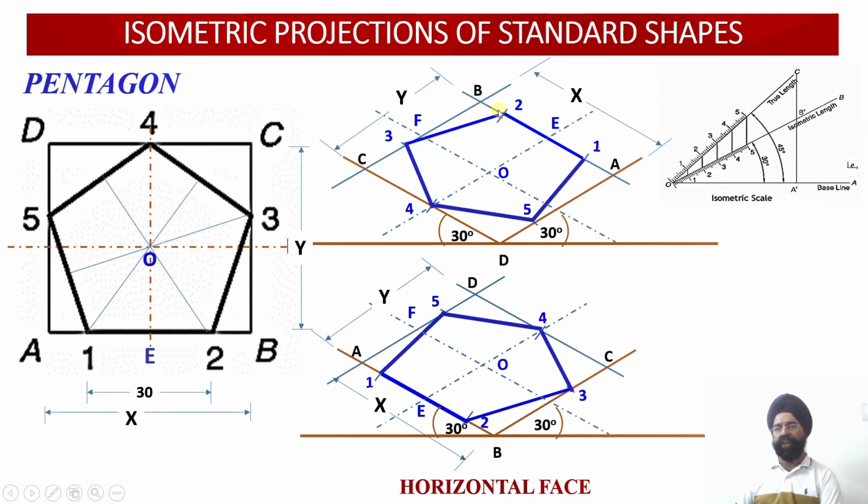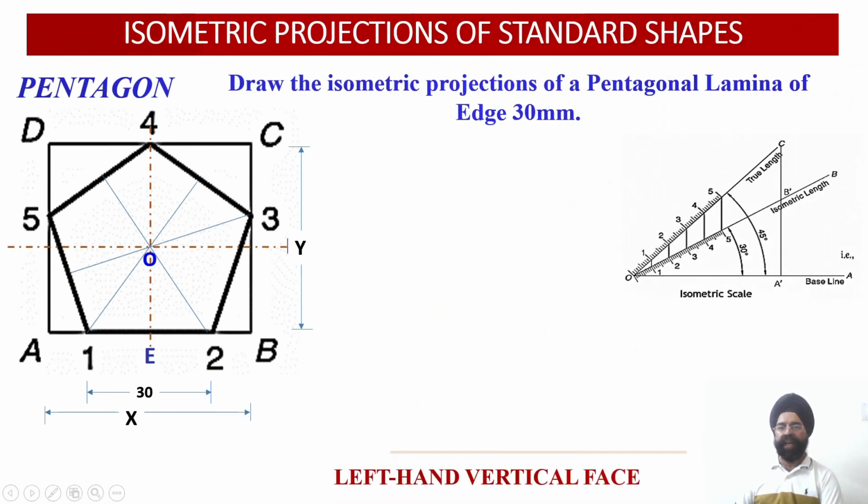One is when you have edge 1, 2 located on the other side, and then when you have edge 1, 2 facing the observer over there. This is away from the observer, this is towards the observer. So two constructions we have completed. Now let us work out the third construction, left hand vertical face.